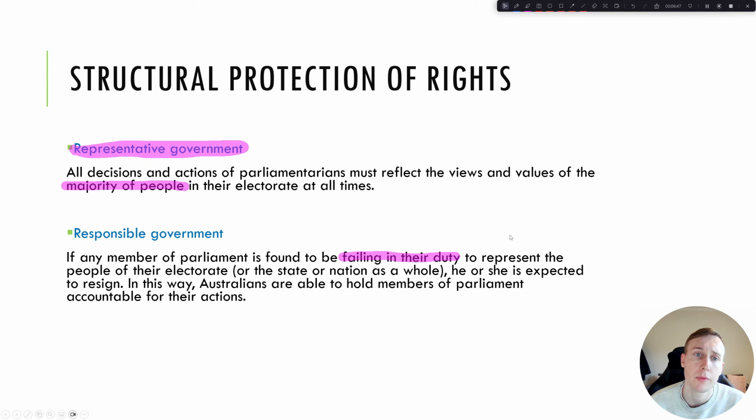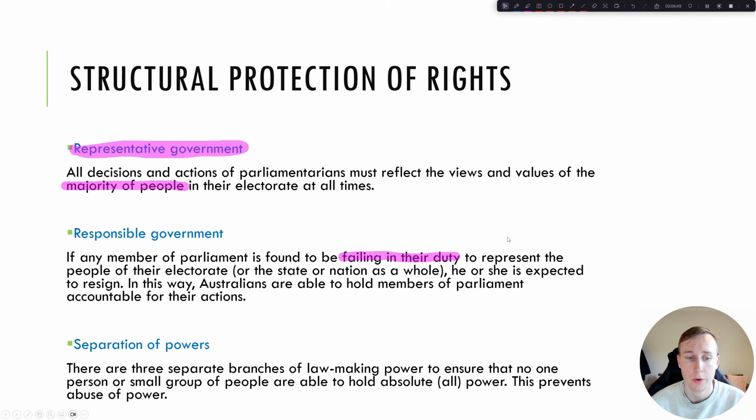The last one for structural protections is what's known as separation of powers. The best way I explain this one is that we're not like a dictatorship at all. In a dictatorship structure, one person or one body controls all power. As you can imagine, that could get out of control quite quickly.